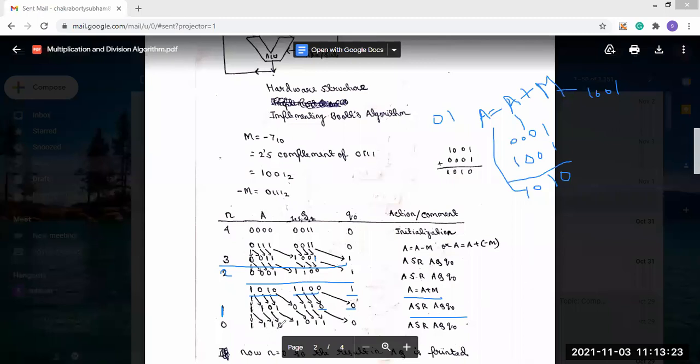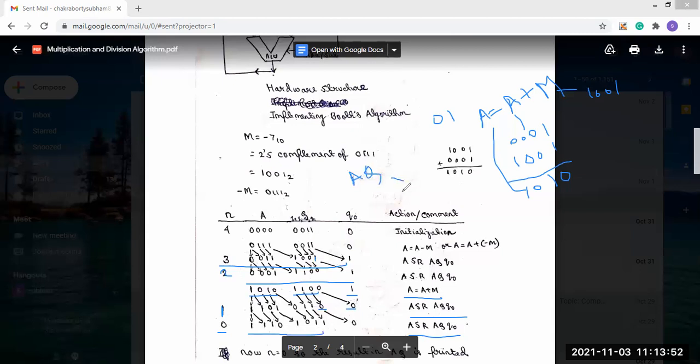So we get 1110 1011 after performing the arithmetic shift operation again, and n previously was 1, so n now becomes 1 minus 1, which is 0. So n is equal to 0. That means the result is found, and the result will be AQ.